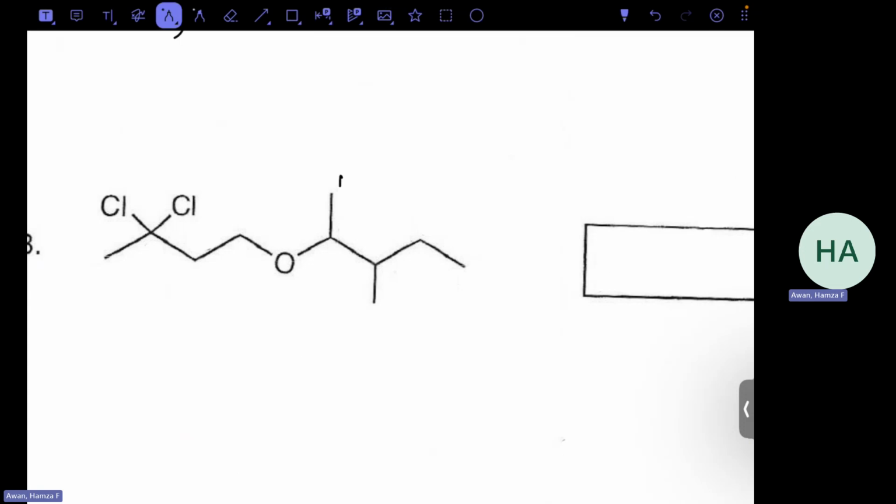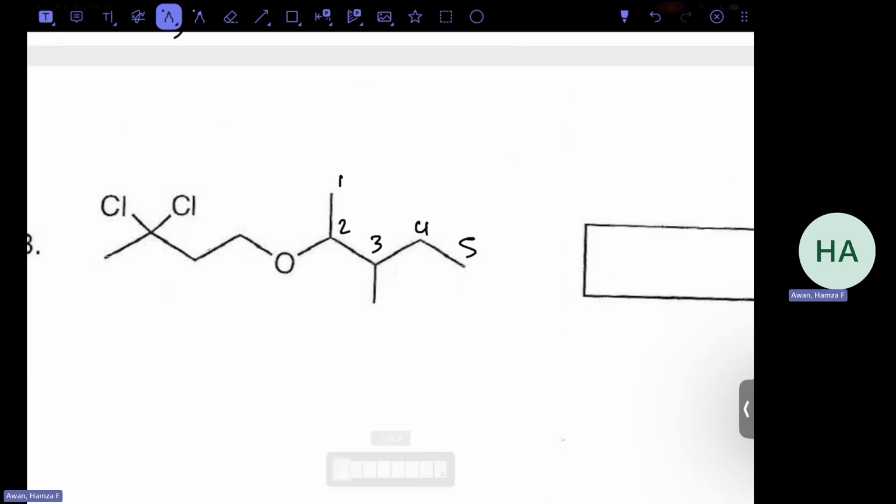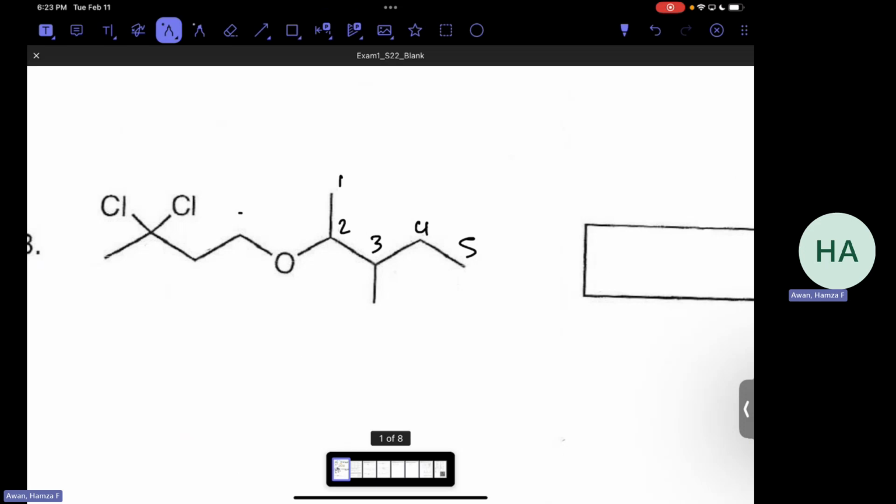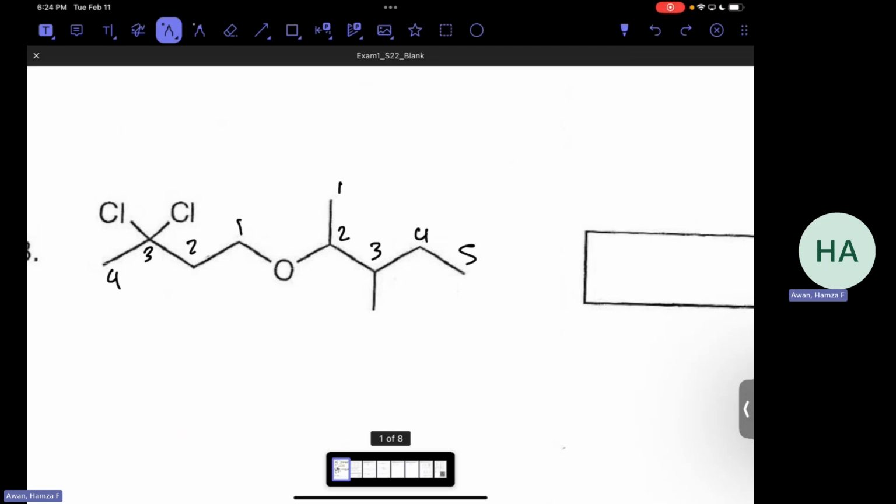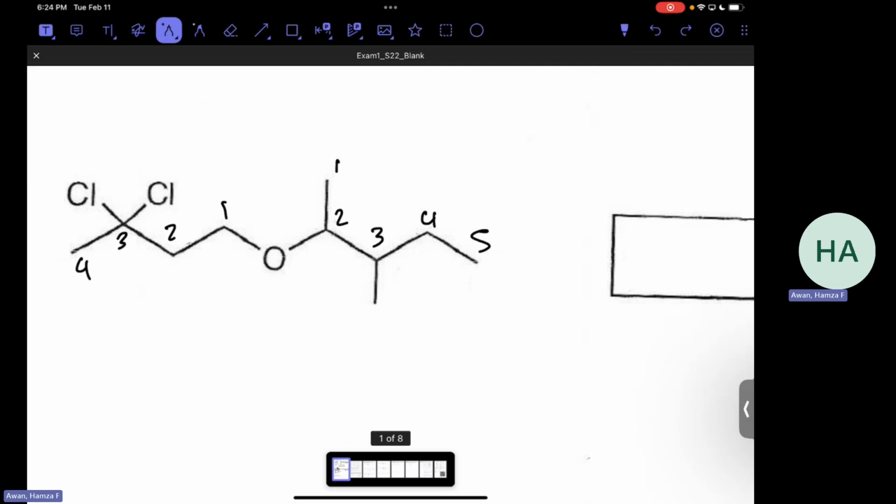In this case, we have 1, 2, 3, 4, 5 on the right side of the oxygen, and then on the left side, we have 1, 2, 3, and 4. So even though the left side technically has more substituents, 3 versus the right side's 2, the right side has this methyl substituent and the methoxy substituent, and the left side has the 2 chlorines and the methoxy. Because the right side has a longer chain, we're going to be using the right side as our parent chain, right?